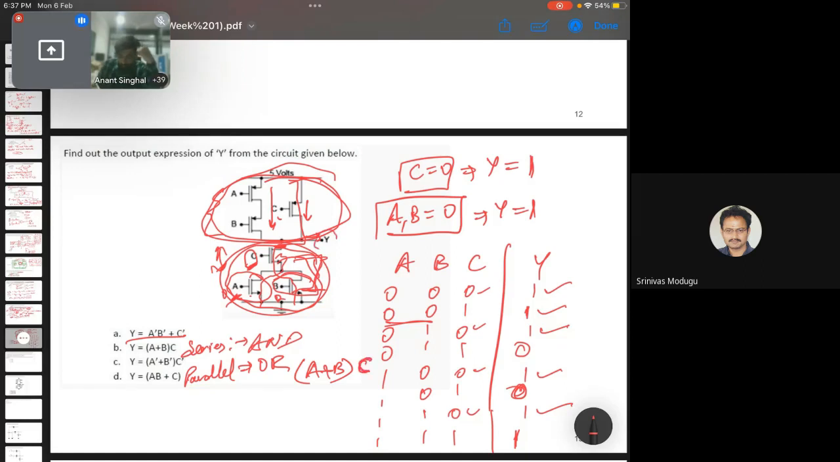Now the output will be the inverted form of this, since it is an NMOS network. So the final output, if we use this shortcut, will be (A plus B) into C, whole bar. Now using De Morgan's, we can write this as A bar into B bar, and this dot will get converted to plus, C bar. So the correct answer to this question is option A.